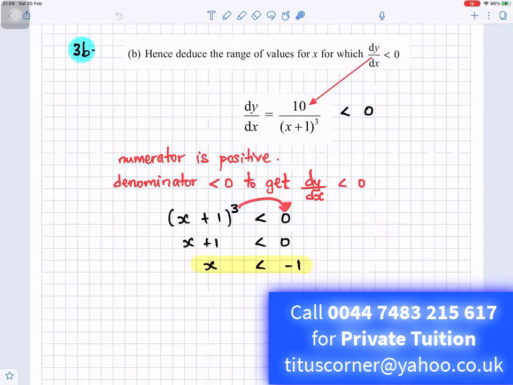Take the cube to that side, it becomes cube root. Cube root of 0 is 0. So x plus 1 should be less than 0. Plus 1 goes to the other side, to the right, it becomes minus. So x should be less than minus 1. So when x is less than minus 1, dy over dx is less than 0.